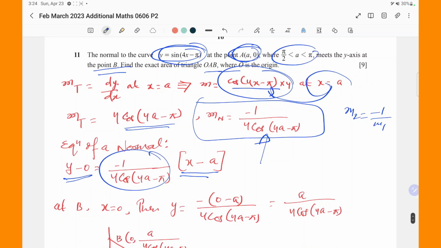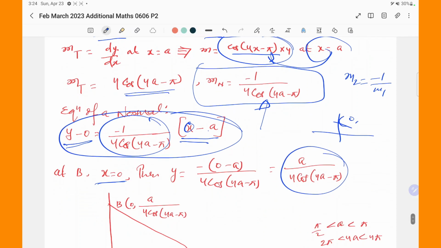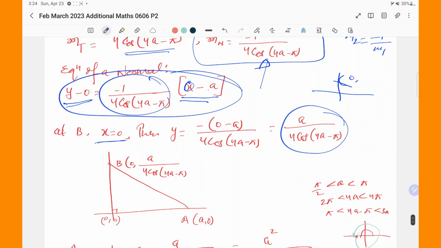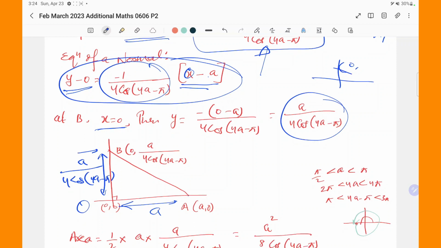Now for the point B, because our normal meets the y-axis somewhere. On the y-axis we know that x is always 0. So put x equals 0 in this equation. When you put x equals 0 here, then minus a times minus 1 is plus a over 4 cos(4a − π). Now this is your O, this is your (a, 0), and this is your B, (0, ...). Now we need the area of the triangle. So this length is a and this length is a over 4 cos(4a − π).